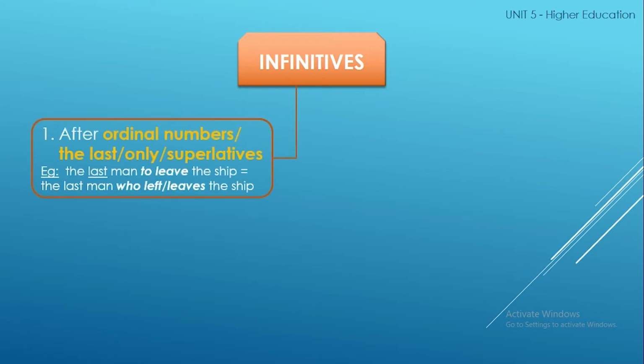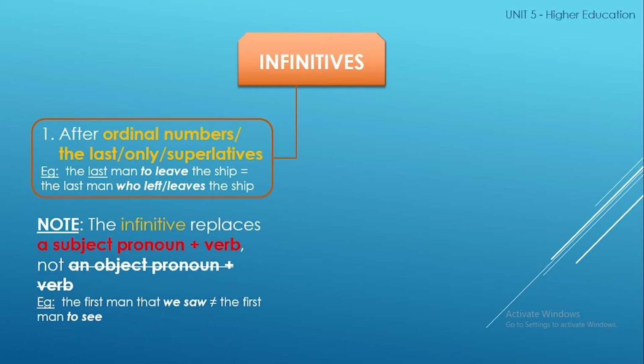Now we'll dive deeper into infinitives. We can use an infinitive after ordinal numbers, the last, the only, and superlatives. For example, "the last man to leave the ship" equals "the last man who left or leaves the ship." It's also worth noting that the infinitive replaces a subject pronoun plus a verb, not an object pronoun plus a verb. For example, "the first man that we saw" has a distinct meaning compared to "the first man to see."